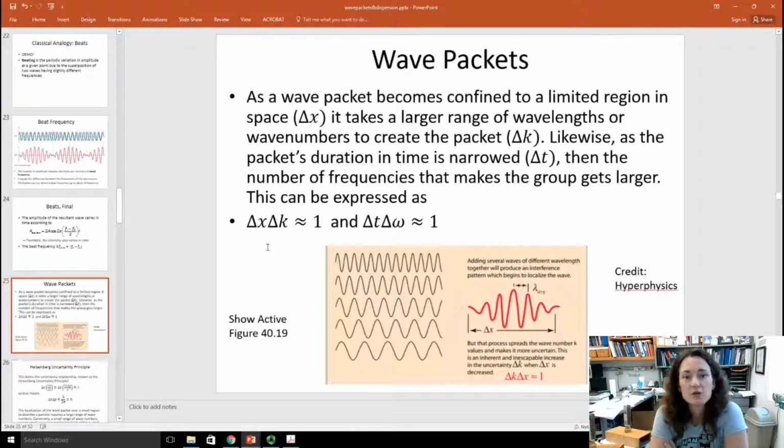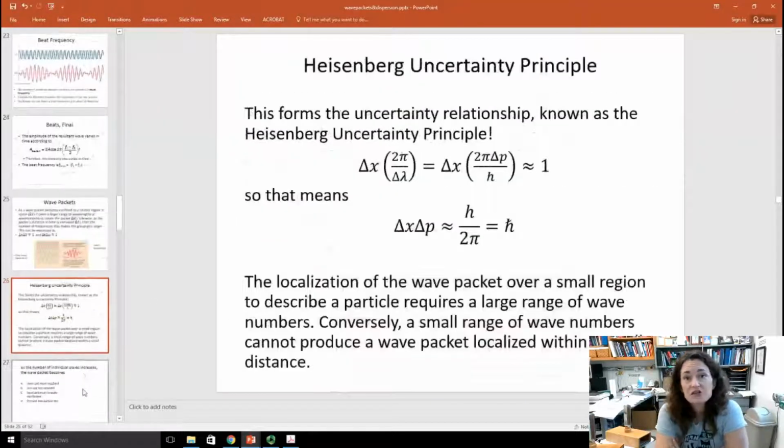Now, getting back to matter waves, as a wave packet becomes confined to a limited region in space, delta x, it takes a larger range of wavelengths or wave numbers to create the packet, which is delta k. Likewise, as the packet's duration in time, delta t, is narrowed, the number of frequencies that makes the group gets larger. So if you want to express that mathematically, you'd end up with delta x delta k approximately equal to 1, and delta t delta omega also approximately equal to 1. Now, this actually forms the basis for the Heisenberg uncertainty principle, okay?